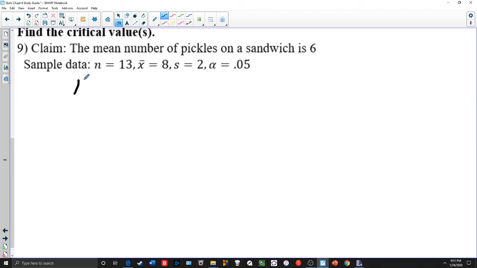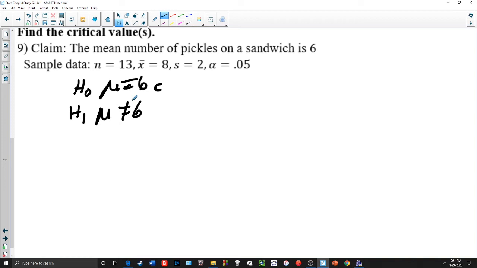So let's go ahead and say, okay, H0 and H1, because critical values do need your hypotheses to help guide you. So H0 is mu is equal to 6, and then H1 is that mu is not equal to 6. Now, why do I know it's not equal to? Well, it says the mean number of pickles on a sandwich is 6. So I'm claiming that it's equal to 6. So my alternative is that it's not, because I have to have kind of a counterclaim. I have to have an alternative to test it against almost.